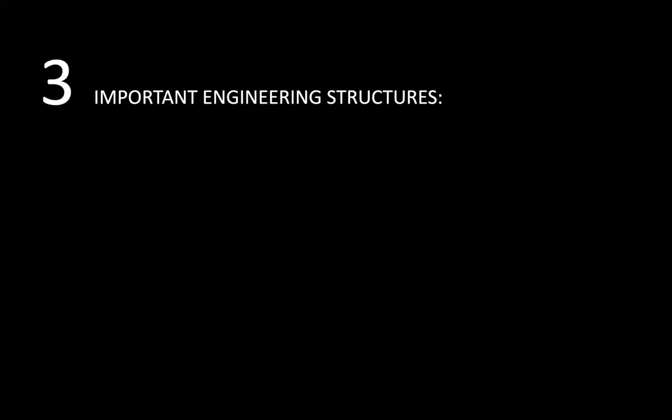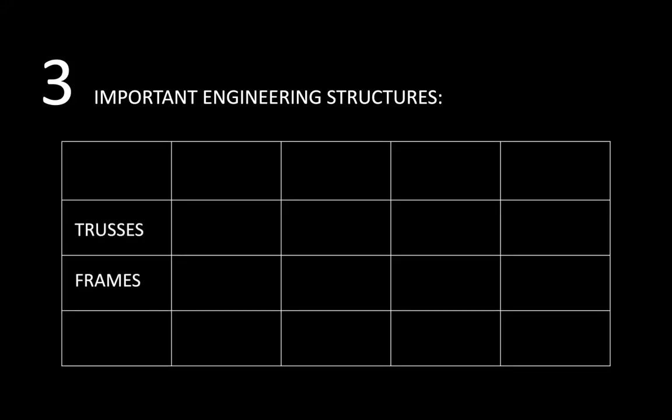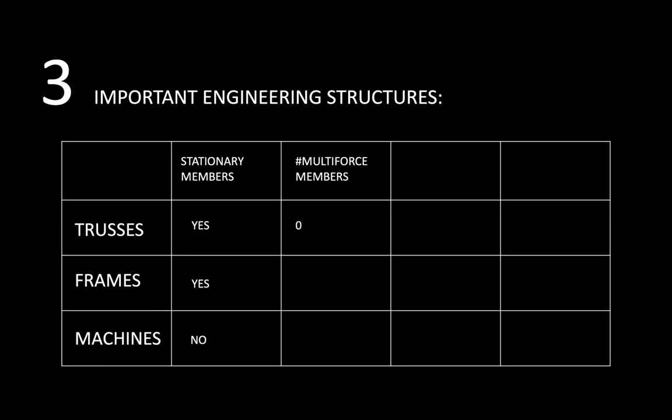First, we'll talk about three important engineering structures. Those are trusses, frames, and machines. Each of these has stationary members. Well, not all of them have it. Trusses do, frames do, while machines don't. The number of multi-force members in each of these is different as well. Trusses have 0 multi-force members, frames have greater than or equal to 1 multi-force members, and likewise for machines.